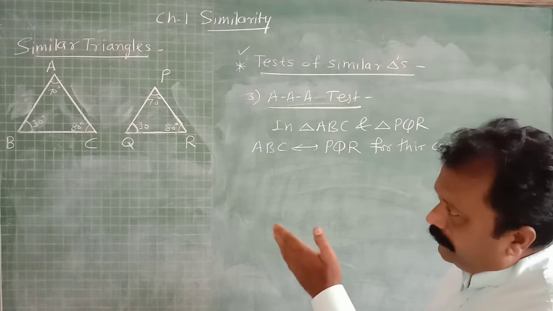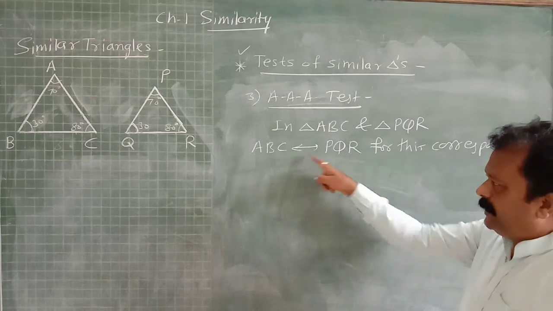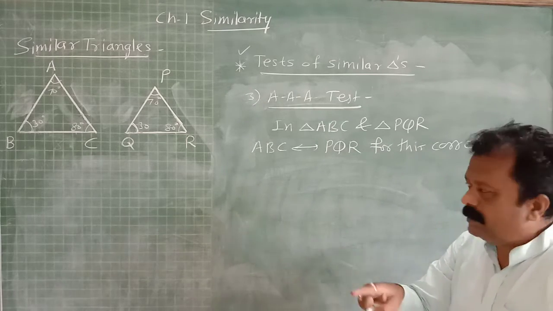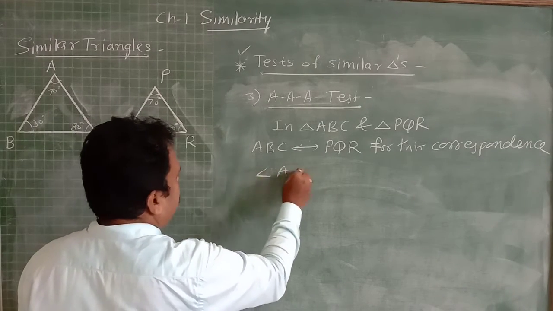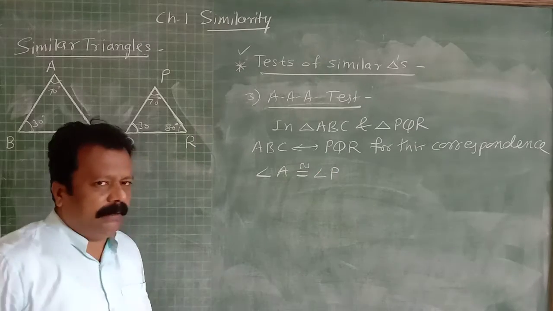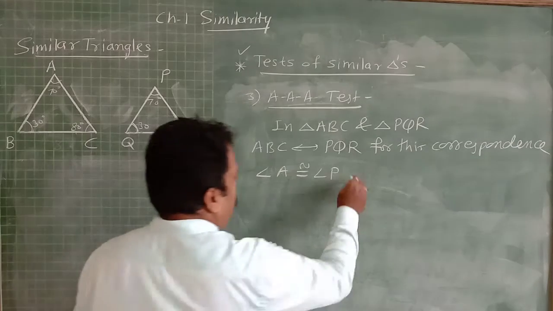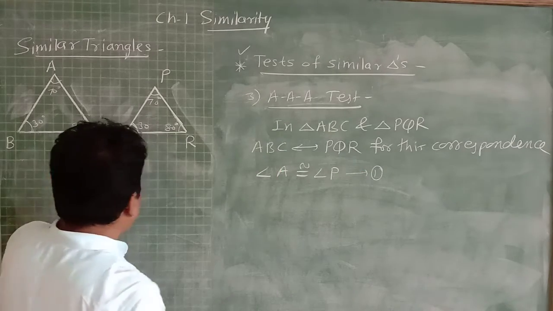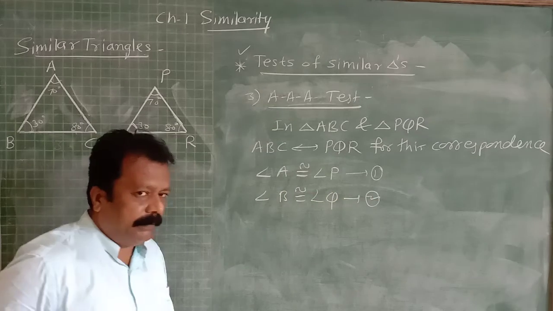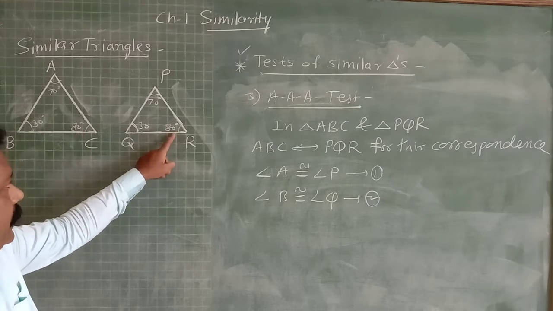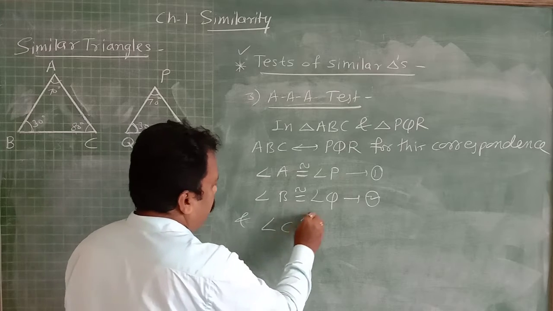Now, according to the figure, we are explaining. In triangle ABC and triangle PQR, ABC corresponds to PQR. Angle A is congruent to angle P, we can write this as a mathematical expression, because both have the same measure. This is number 1. Angle B is congruent to angle Q. This is number 2, the second equation. And the remaining angle C is congruent to angle R, because both have the same measure, 80 degrees.